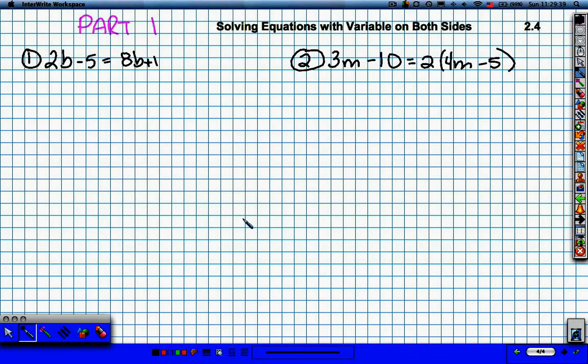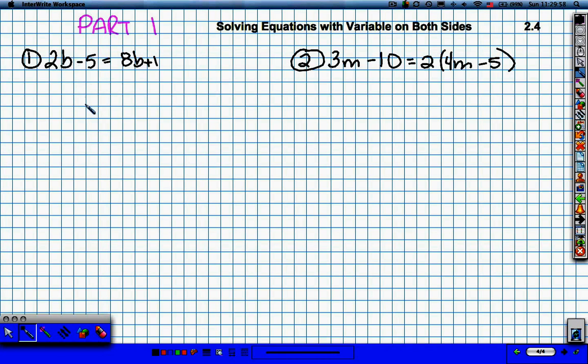This video is the first part of two in which I'm going to be solving equations with variables on both sides. So in my first equation I have 2b minus 5 equal to 8b plus 1. Our variable term, which has b in it, is on both sides of the equation.